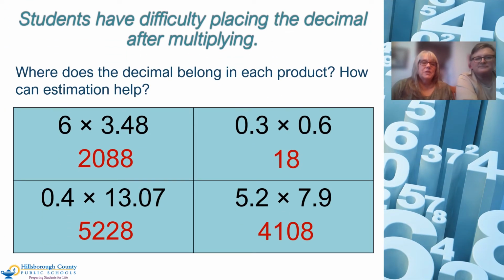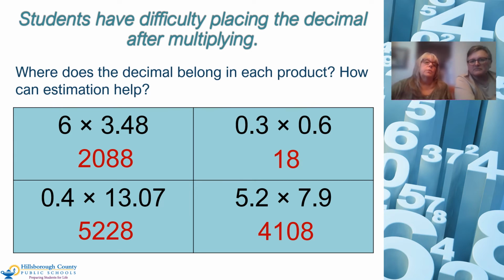Going back to our initial task, we're going to do some estimation and use estimation to help us place decimal points. In red, you see the product as if the decimals weren't there. As if I'm multiplying 6 times 348, the product is 2088. I can do that with any type of algorithm, an open area model or a standard algorithm. If they know how to multiply whole numbers, they can multiply decimals. Just ignore the decimal for a minute, find the product, and then talk about where that decimal point would go.